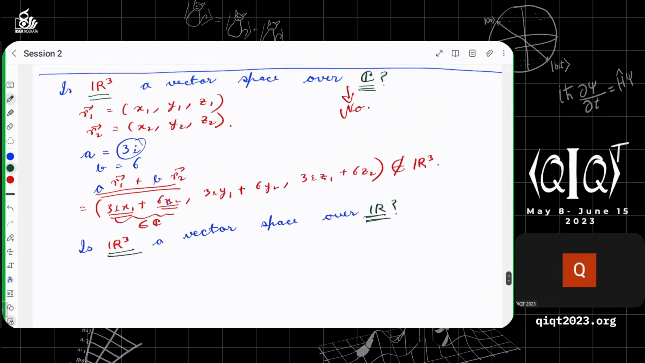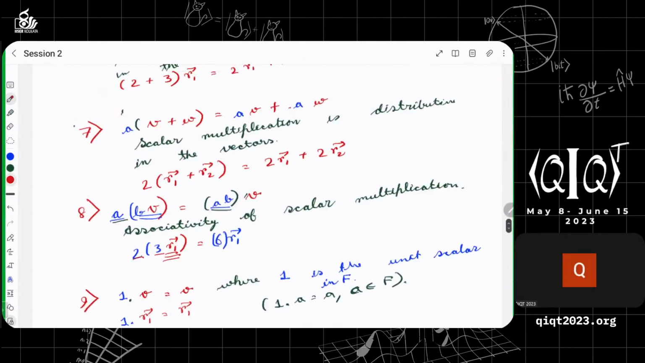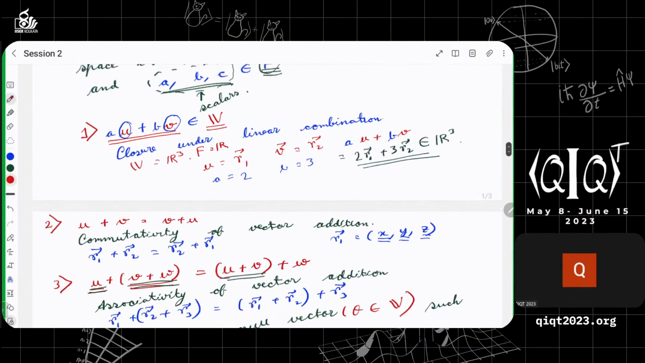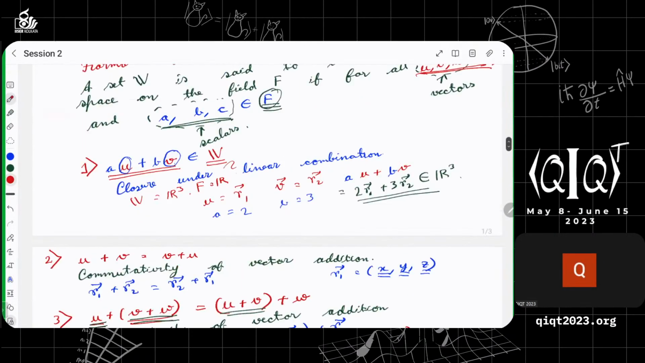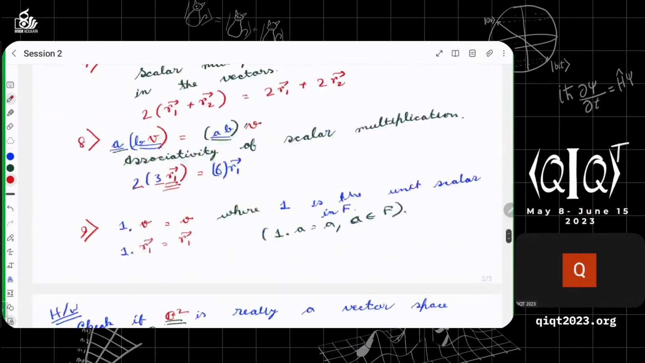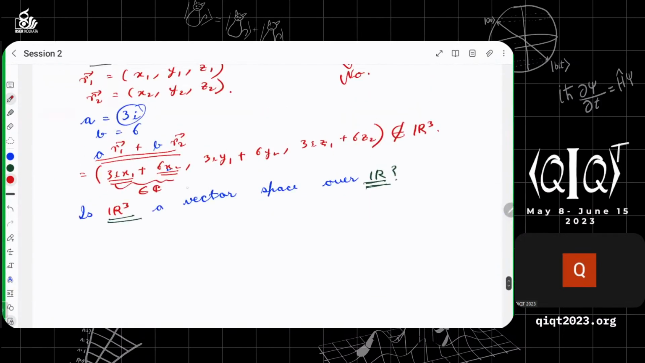This was the closure condition, if you remember, that under linear combination, the set should be closed. It would be that aU plus bV should belong to the same set, and that condition is getting violated here. So as somebody pointed out, closure is violated. Okay, now let's look at a few more examples, maybe.